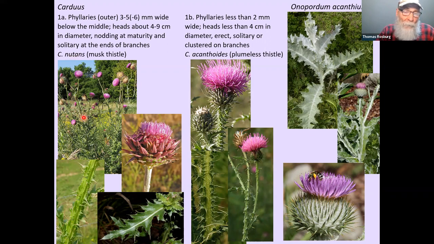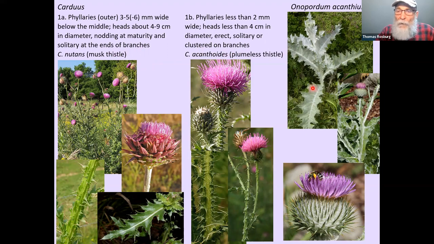A good one is, again, the name nutans comes about because that means a nodding flower, basically. And so these heads here, as they mature, they begin to nod. You can see some of these, even some of the purple ones, are turned over, pointing downward. Some of these browner ones are pointing downwards or towards the side. So you can use that too. And it's always true that the heads in nutans are solitary at the ends of branches. So you always see just a single flower head at the end of the branches at the top of the plant. These over here can be a little bit more clustered. All right, so that again separates the two. Carduus nutans, musk thistle, is a lot more common than plumeless thistle.